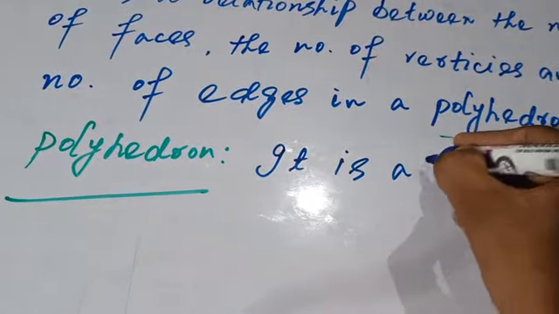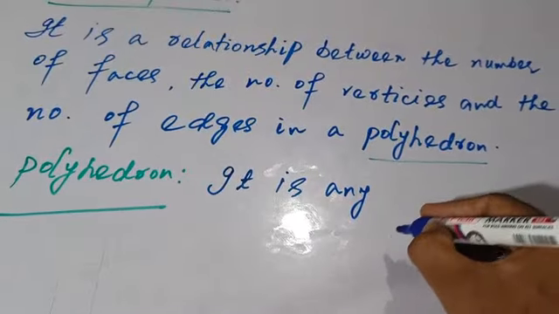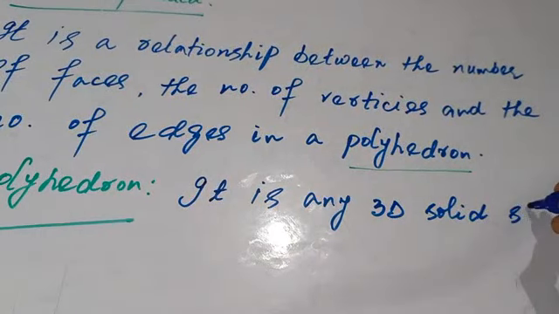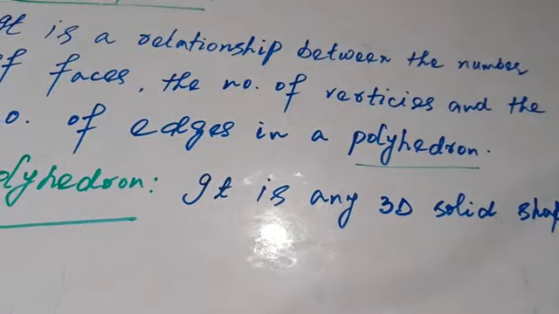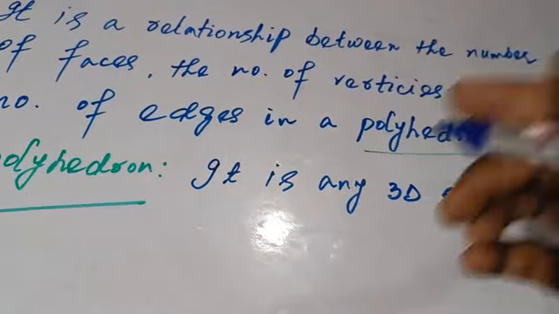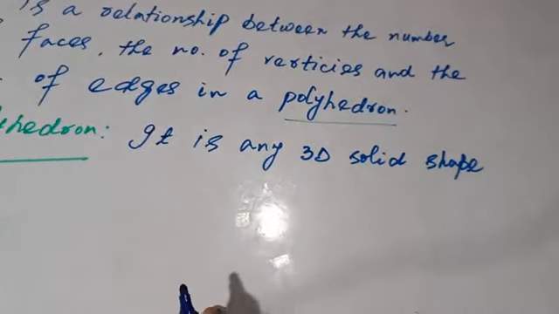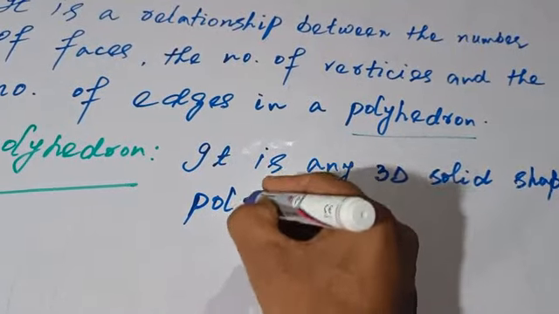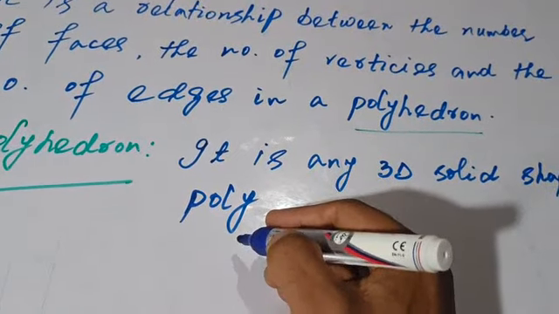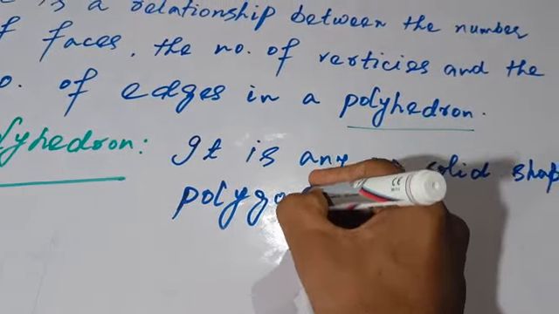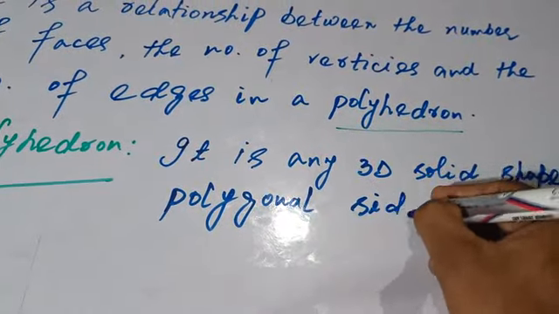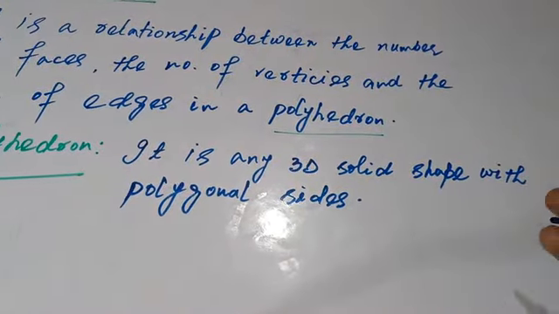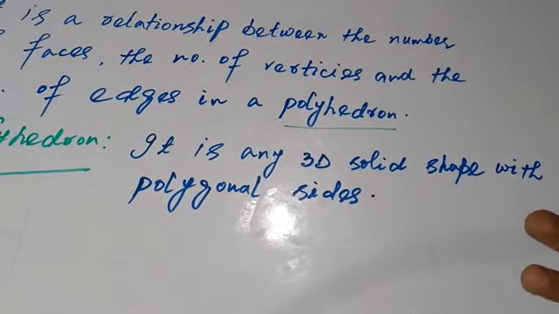It's any 3D solid shape, not just a solid shape, but you can say that its sides should be polygonal, with polygonal faces or polygonal sides. What does that mean? A polyhedron is any 3D solid shape with polygonal sides.